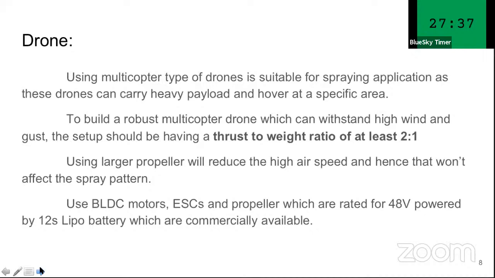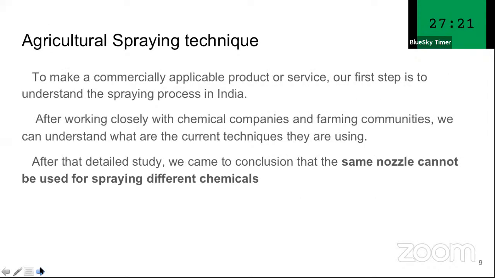We will use brushless DC motors, electronic speed controllers and propellers, which are rated approximately. Typically 48 volt is a standard for DC power, and we can use a 12S lithium polymer battery, which is commercially available. So it's not so difficult to put together a drone from commercially available components. The technique here is to make a commercially available product or a service.